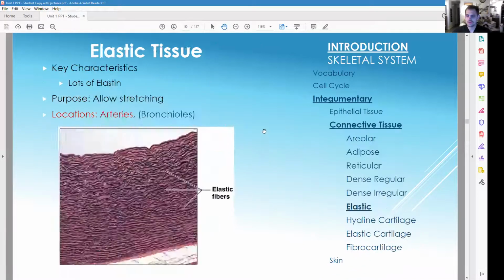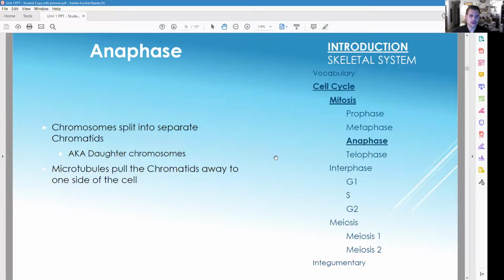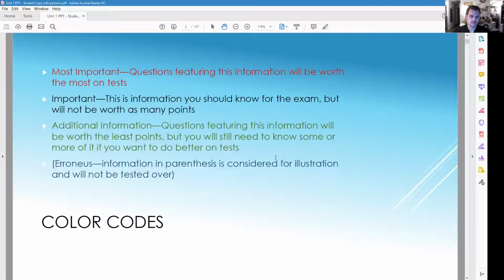All right, so let's go back up and talk a little bit about this right here. I also try to boil this down and make it really easy for you to know where you should be concentrating when you're studying. So right here, most important question, most important. This information will be highlighted in red. Now I say questions featuring this information will be worth more on the test. That's slightly misleading. It's worth more on the lab practicals, okay?